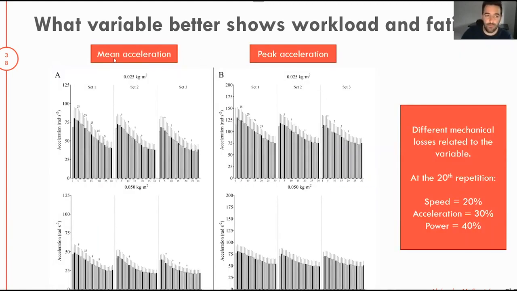And this is how it looks, both mean acceleration and peak acceleration over 3 sets, executing 30 repetitions of the leg extension exercise using a horizontal cylinder. So this must be proved on other kinds of flywheels, but at least we now have more information. And what we saw is that at the 20th repetition, there were no more significant changes. So it is some kind of plateau where there's no point in continuing to execute repetitions. And we saw at the 20th repetition that in this exercise, you have a 20% loss of speed, a 30% loss of acceleration, and a 40% loss of power.